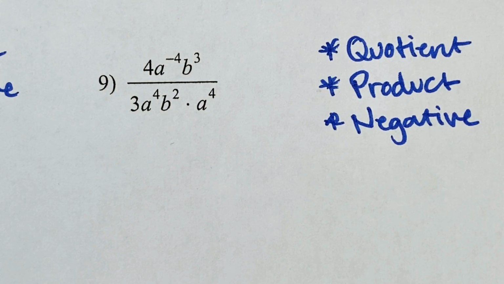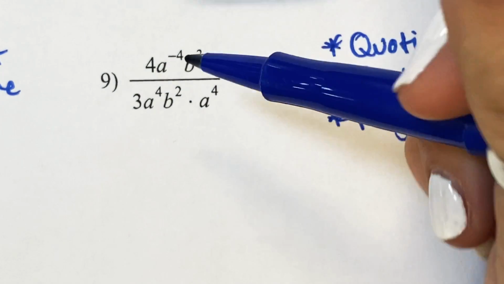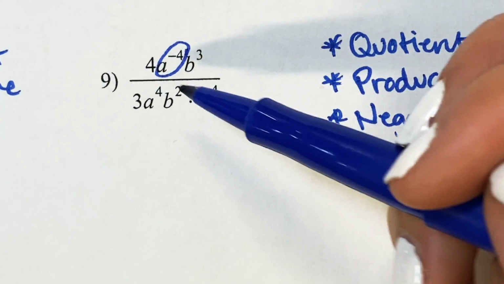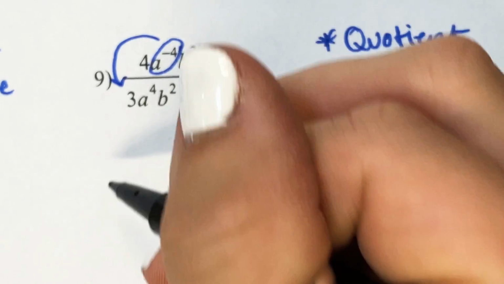Okay, so let's start combining stuff or moving stuff. The first thing I want to do is get rid of negative exponents. We need to move it. That a to the -4th, remember, it's only attached to the a, switches to the bottom. I'm just going to rewrite it so we can see it all pretty.